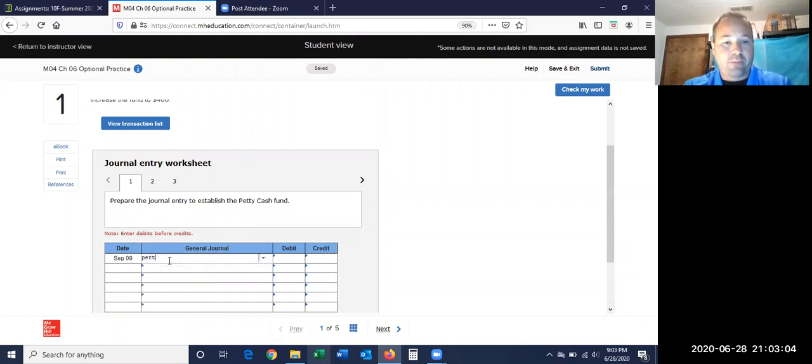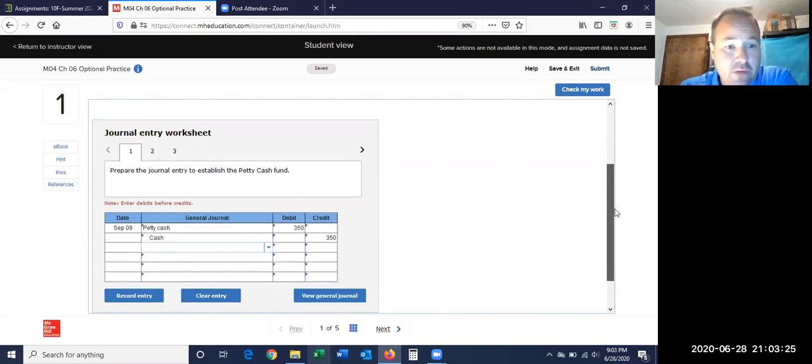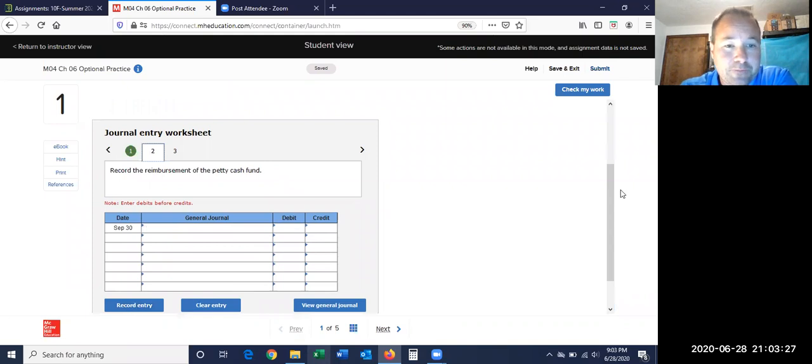So I'll debit petty cash account for the 350, and just as we talked about, we went down to the bank, took out of our checking account the 350. So all I did is just moved money around. I didn't lose any money. I just took it out of the bank and put it in my office. So that's pretty easy for journal entry number 1 to record the entry.